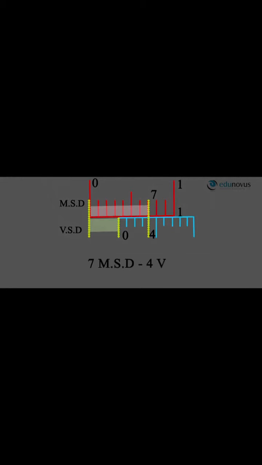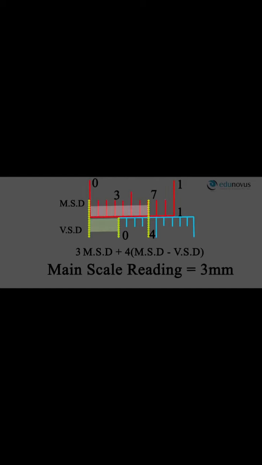Here it is 7 main scale divisions minus 4 vernier scale divisions. This can be written as 3 main scale divisions plus 4 main scale divisions minus 4 vernier scale divisions, which is 3 main scale divisions plus 4 into main scale division minus vernier scale division. 3 main scale divisions is equal to the reading that can be measured by the main scale. Therefore, it is the main scale reading. It is 3 mm, as one division of the main scale is 1 mm.